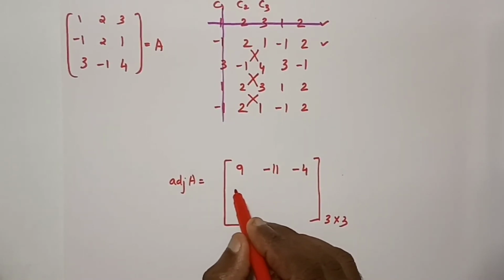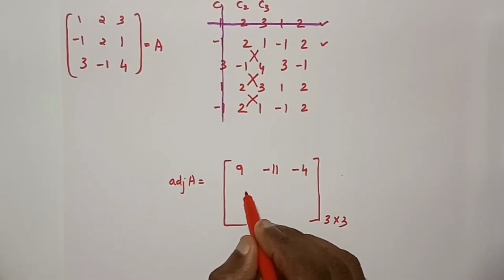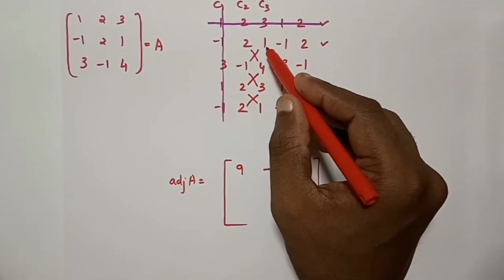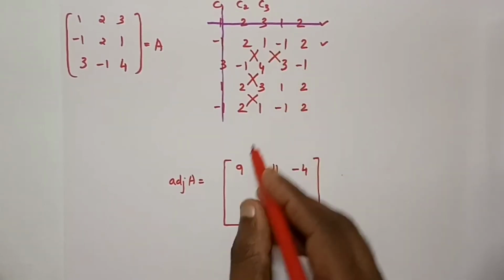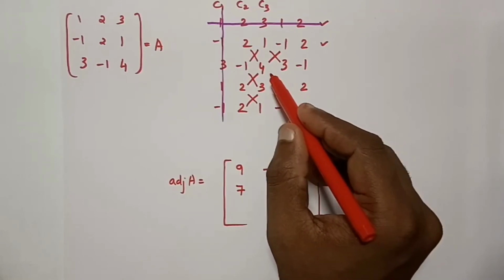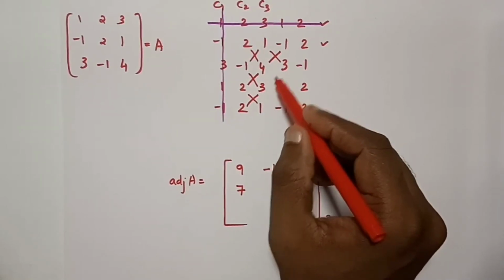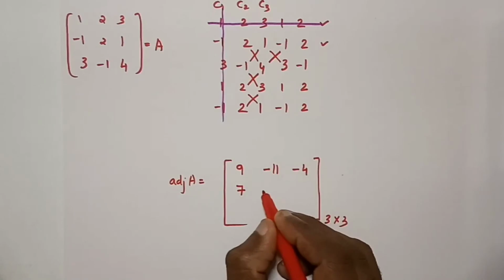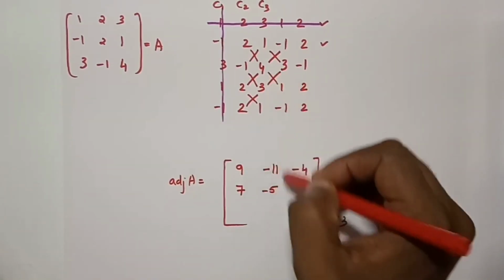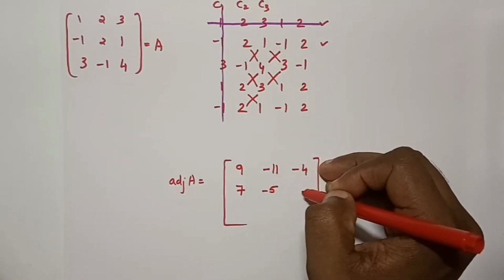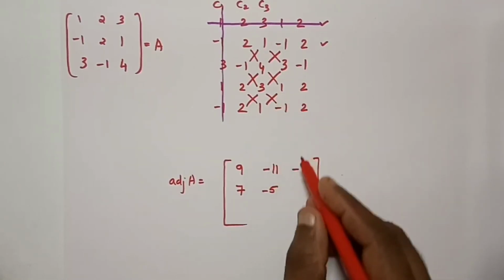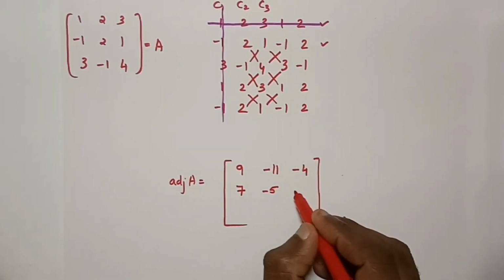The next entries, in this second row, we are going to find using these pairs. The first is given by 1 into 3 minus 4 into minus 1, that is 7, and the second entry is given by 4 into 1 minus 3 into 3, 9, so that is minus 5. And the last entry in this row is given by 3 into minus 1 minus 1 into 1, and that is nothing but minus 4.